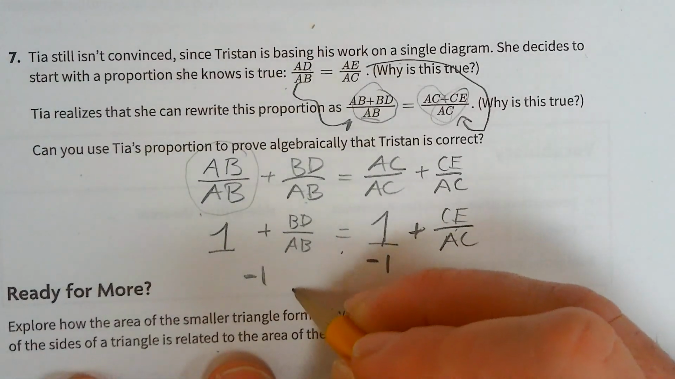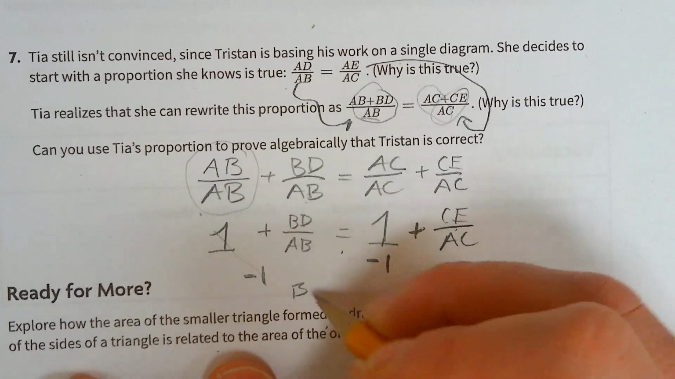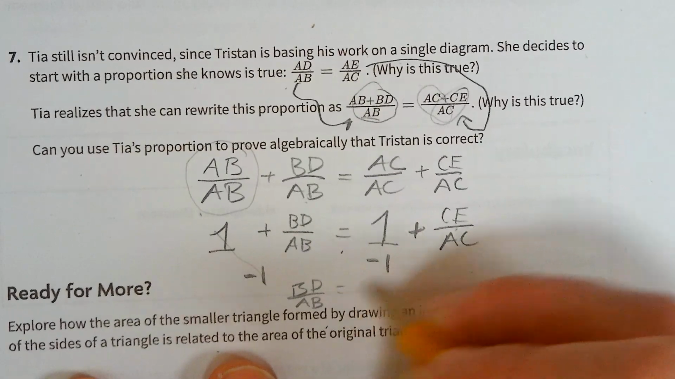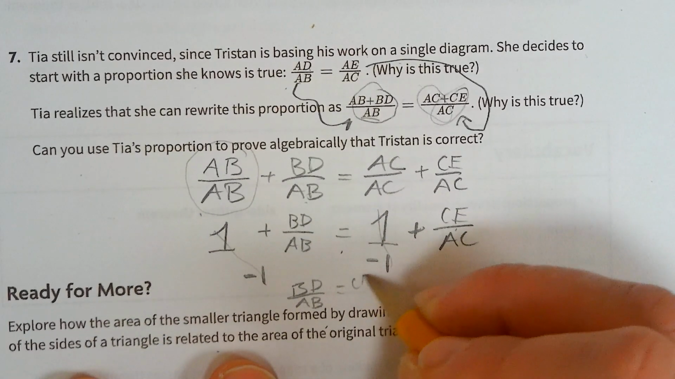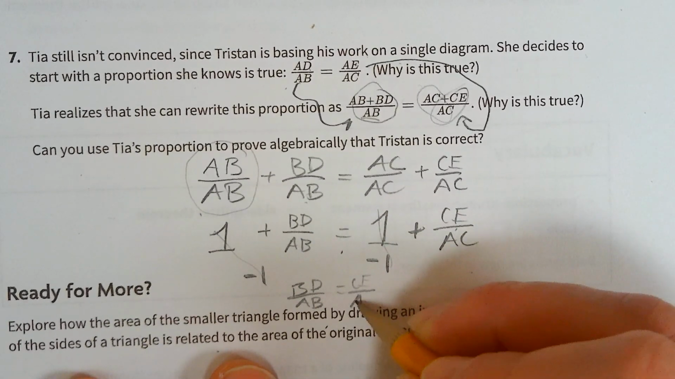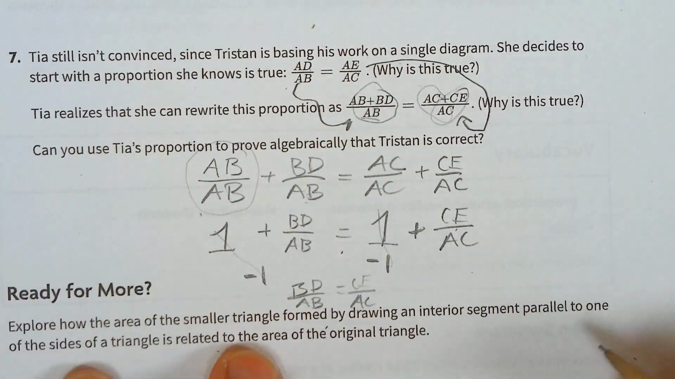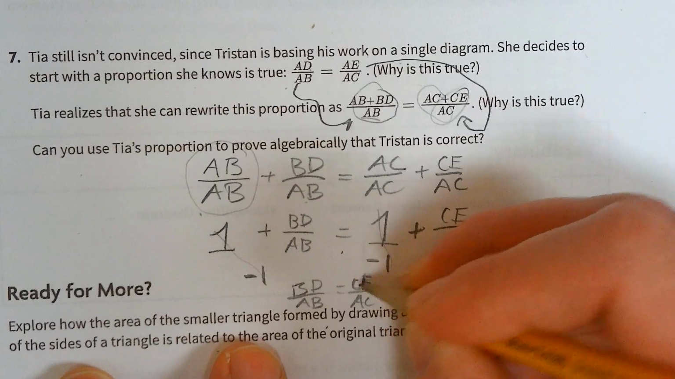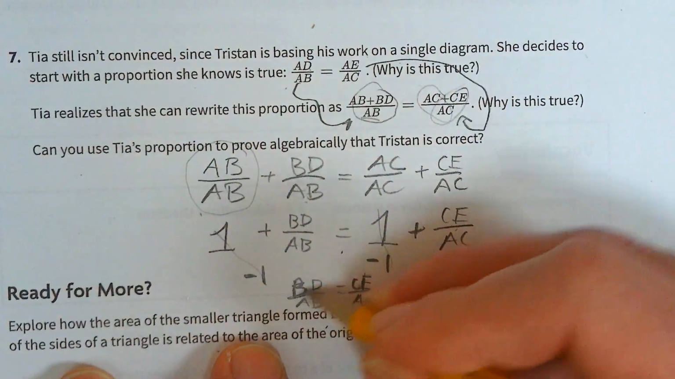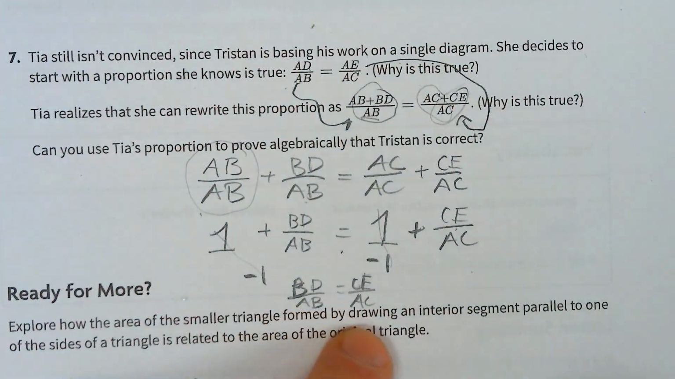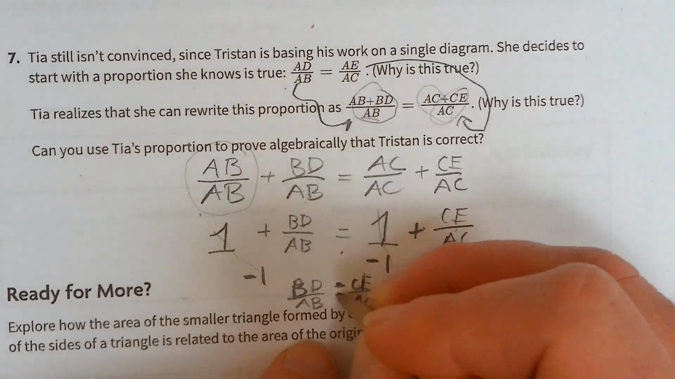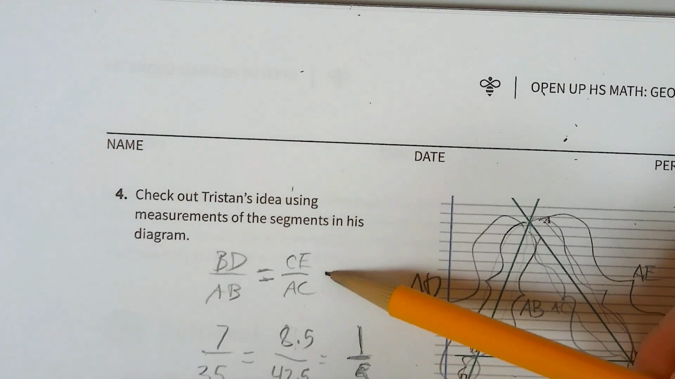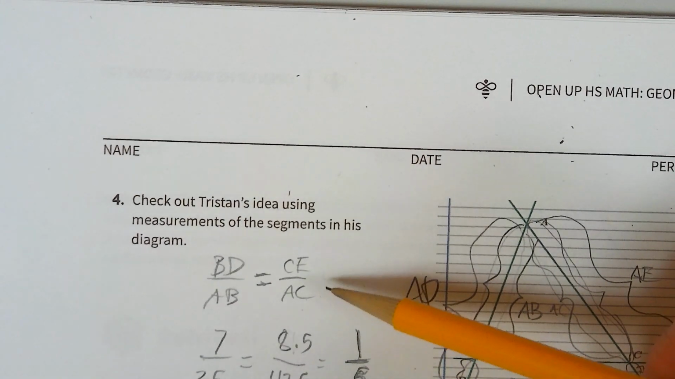And we're left with just BD over AB. Could this be Tristan's statement that we've already verified by measuring? These are both equal to a fifth? Yes, these comparisons, these proportionals are true. BD divided by AB is equal to CE over AC. Let's just double check that's what Tristan said at the top. Ding ding, BD over AB equals CE over AC.